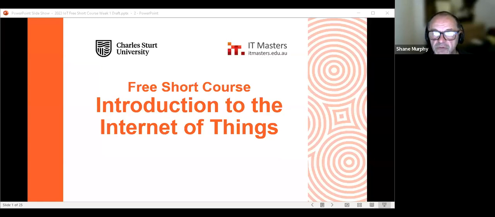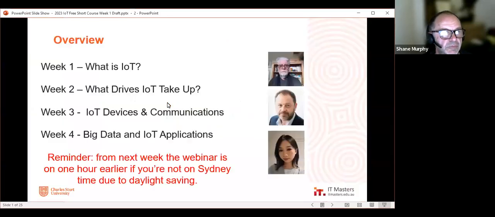So, with no further ado, let's launch into some actual content. This is what we're going to cover this week. Fortunately, we'll just talk about what is the Internet of Things. This is a very, very introductory week. And here are our pictures, by the way, and you can choose which one you want. I'm the bottom picture, of course.